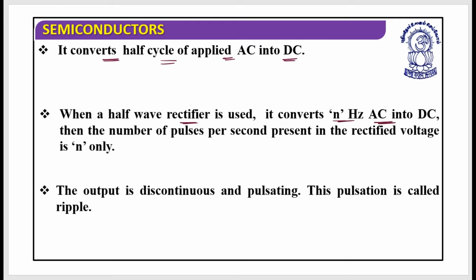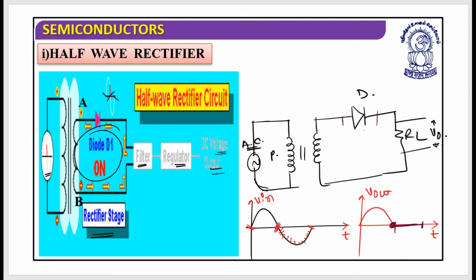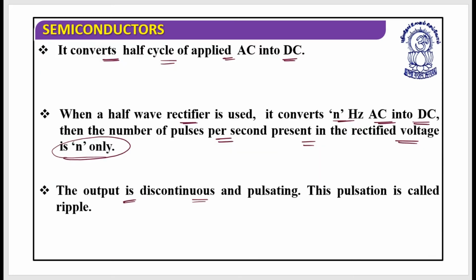So this converts the half cycle of applied AC into DC, and when a half wave rectifier is used, it converts n hertz AC into DC. Then the number of pulses per second present in the rectified voltage is n only, and this output is discontinuous because only for half of the cycle it has an output, and from the next half again it starts again. So this output is discontinuous and pulsating, and this pulsation is what we call a ripple.